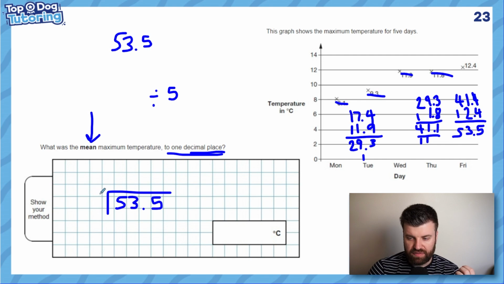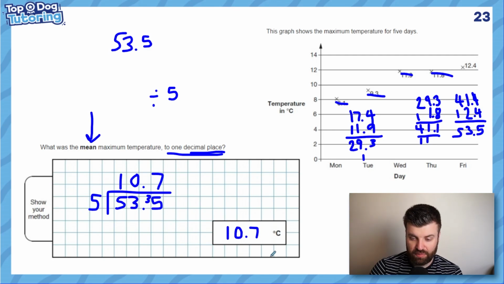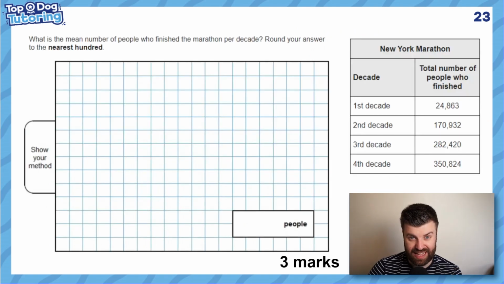53.5, divide this by 5 total temperatures. Simple as that. And we're going to get 5 into 5 is 1. 5 into 3 do not go. Put the decimal place in there and exchange over the 3. 5 into 35 is 7. And look at that. It's got 1 decimal place. 10.7. 1 decimal place in this case just means there is 1 place for numbers after the decimal. It is as simple as that.